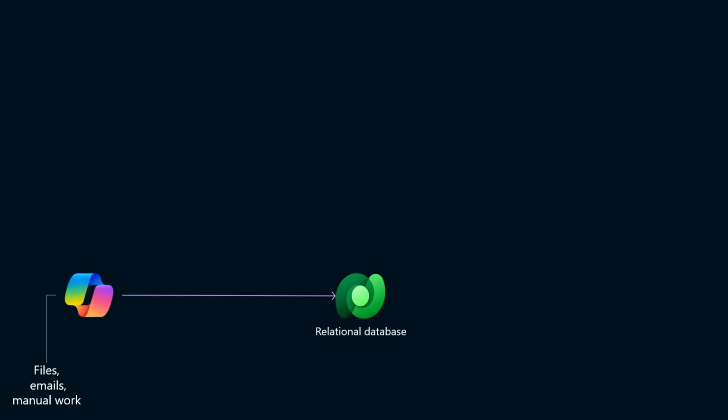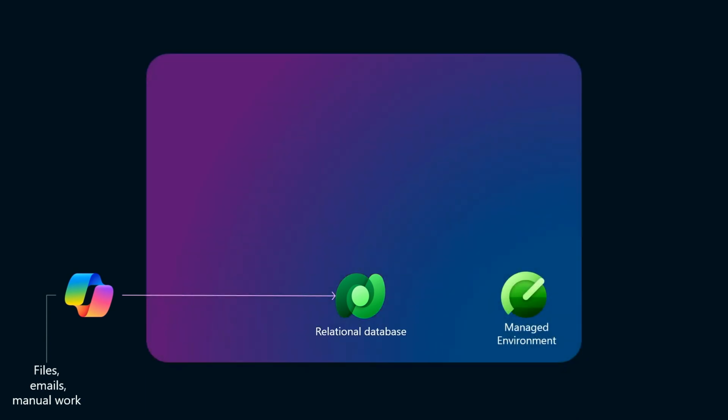So we'll start from files, emails, manual work, all kinds of things. And we will use the Copilot to create a relational database in Dataverse. And once we have that database, we will put it in a managed environment, so we can have more visibility and stay in control of what's going on and establish policies and whatnot. And once we have our Dataverse secured, that's when we are ready to create the apps.